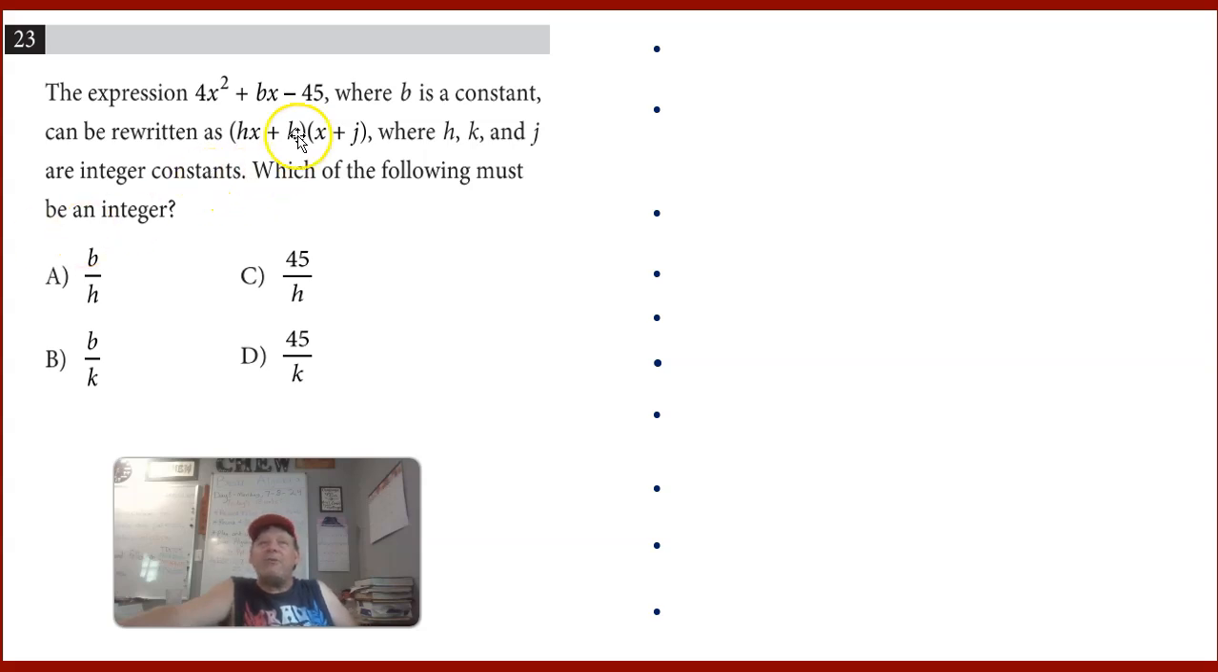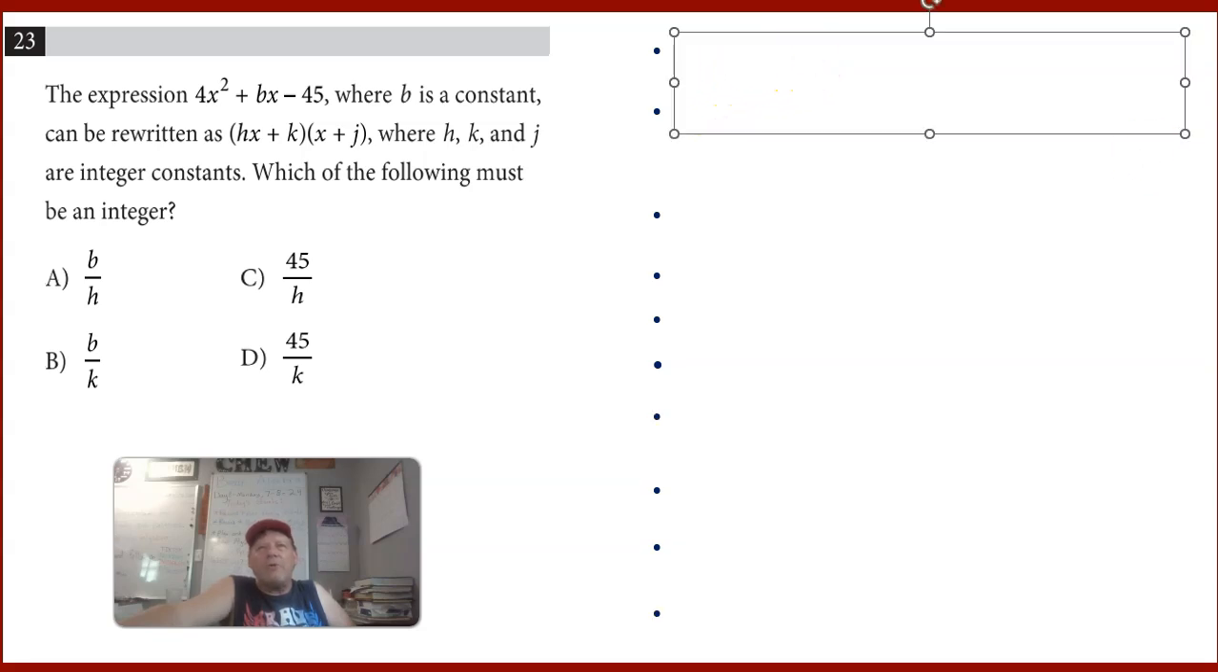So what you have to do is multiply these by using FOIL, and then solve for, since we've got h here, you're solving either for k or j. So let's just go through that. Pause it and work it out and try it yourself, and then I'll work it for you after you start the video back up.